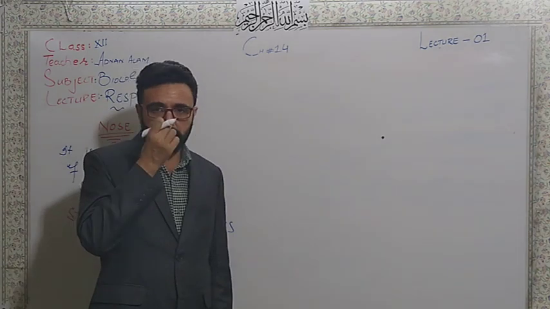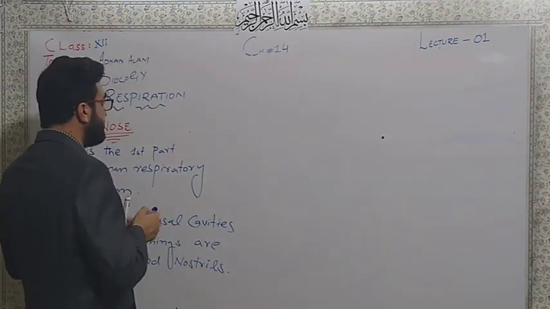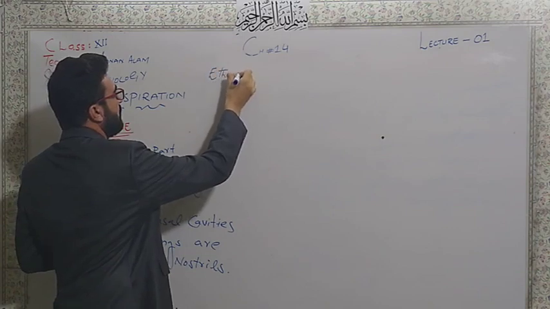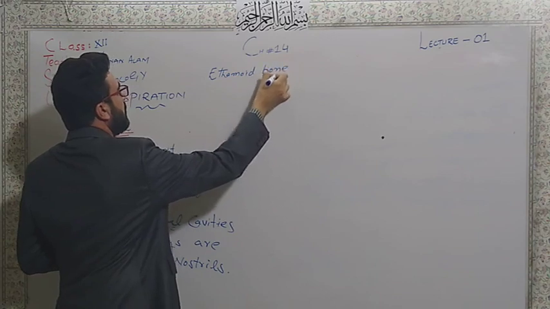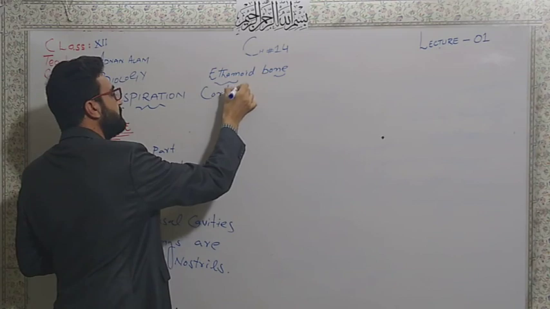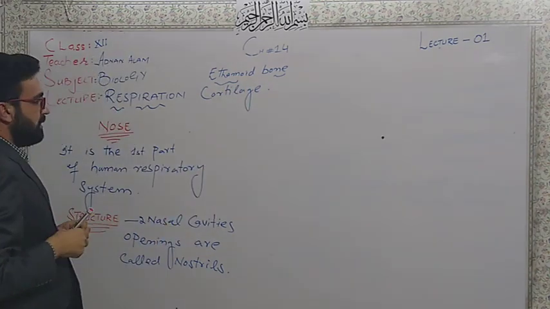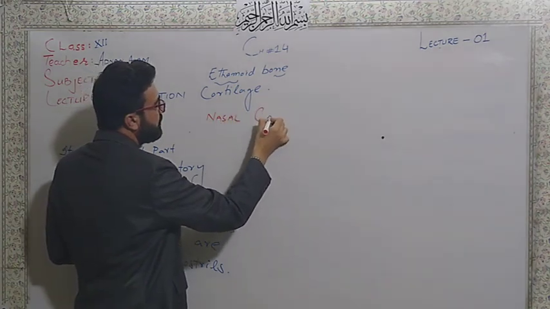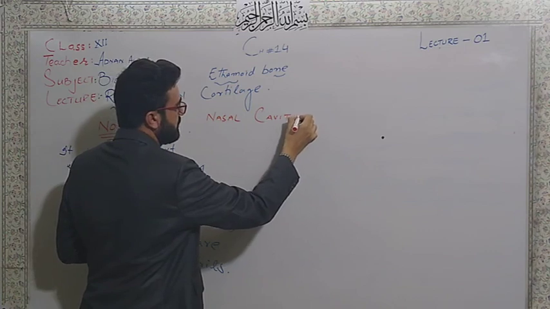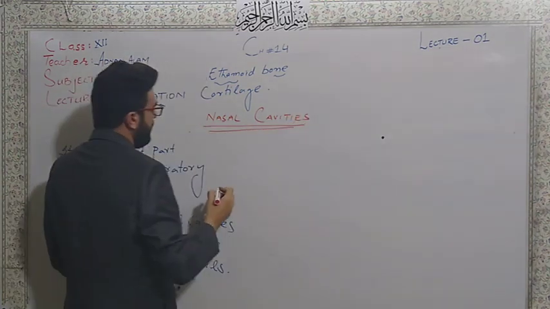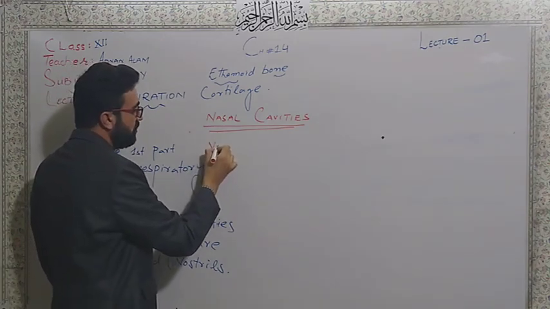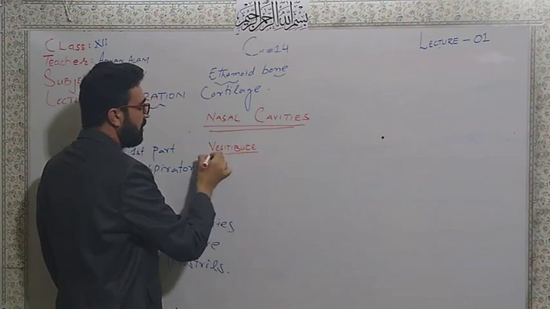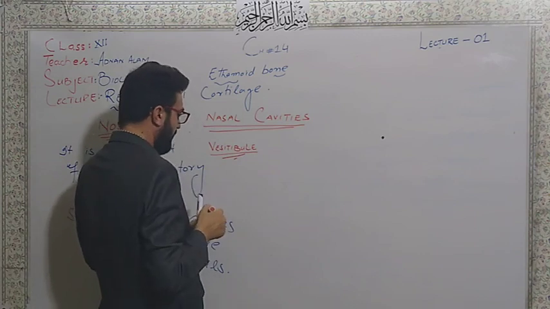The bone which is present in the middle of the two nasal cavities is called the ethmoid bone. And the rest of the part is made of cartilage. The nasal cavities are equipped with the following structures. Near the nostril, it has a structure called the vestibule. This vestibule has hairs.